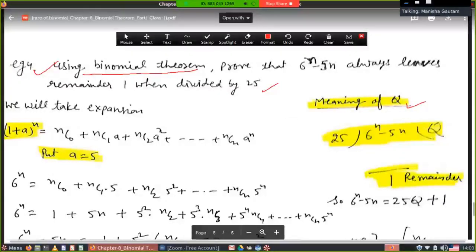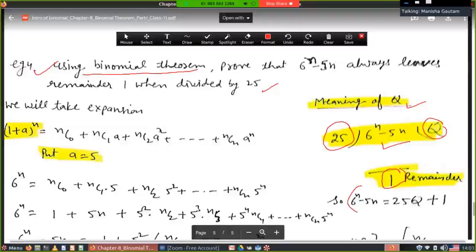6 to the power n minus 5n written inside and 25 is dividing. You are getting quotient q. What are you getting? Remainder 1. This is given to you. What it means is that you can write this statement: divisor into quotient plus remainder will be equal to dividend.